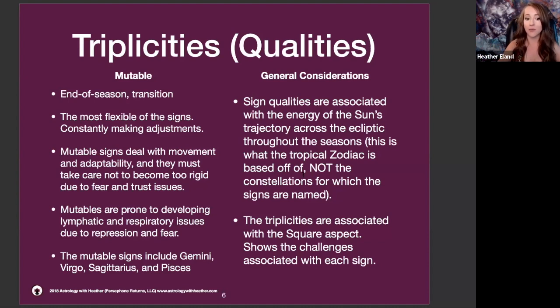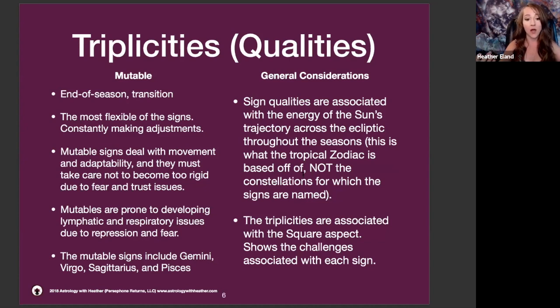They must take care not to become too rigid due to fear and trust issues on a mental, psychological level. But they do better with less constraint because there is a need to make adjustments and to move and adapt in the way that mutable signs see fit.